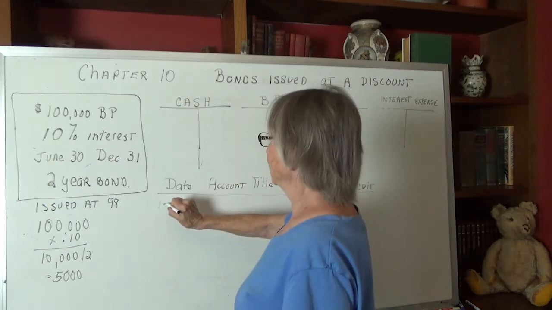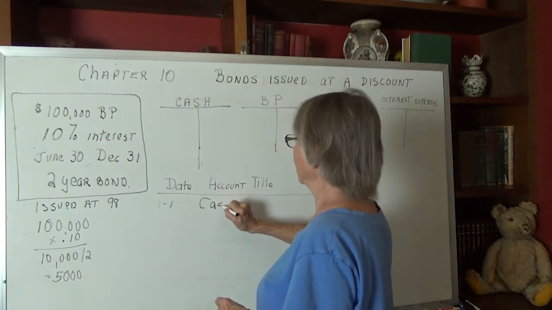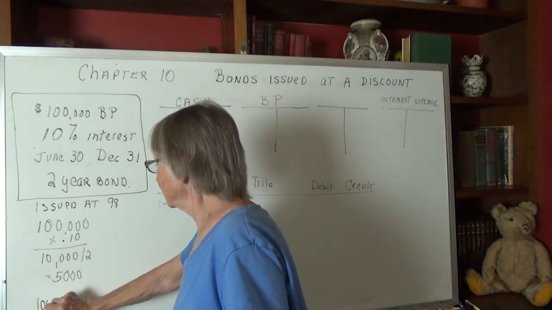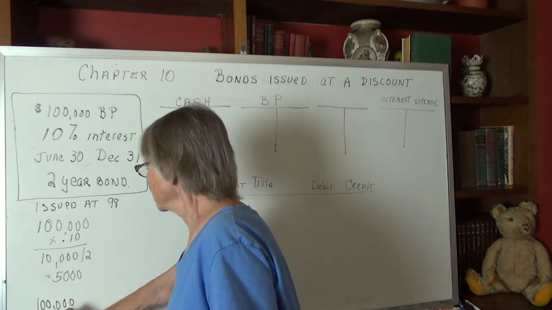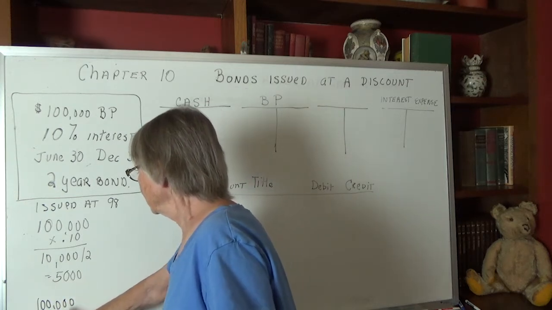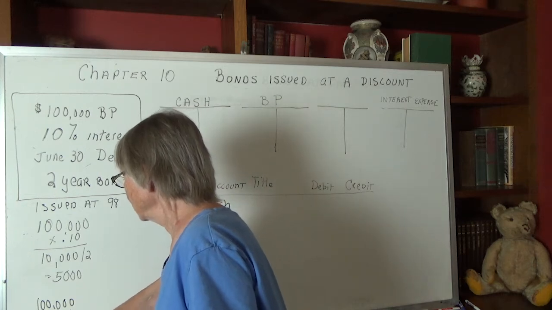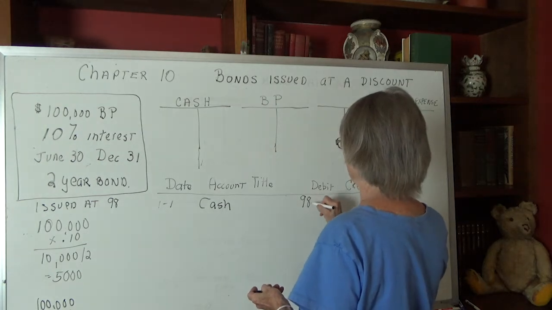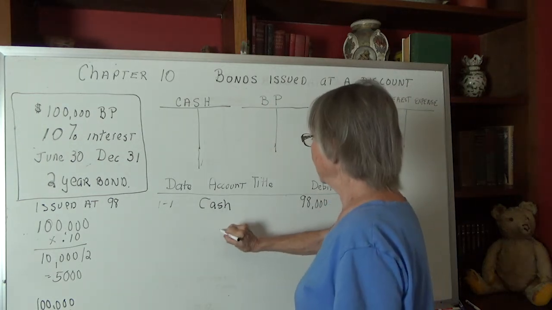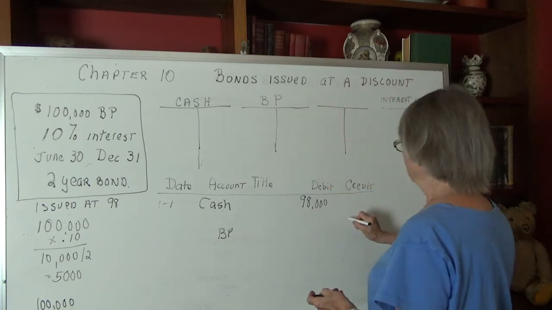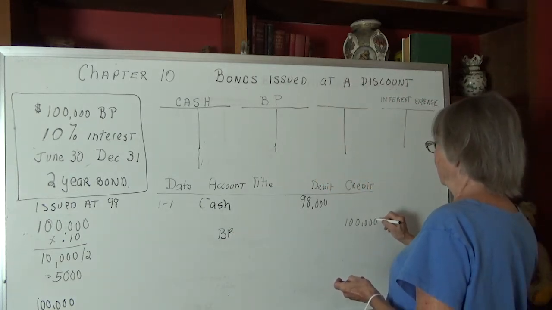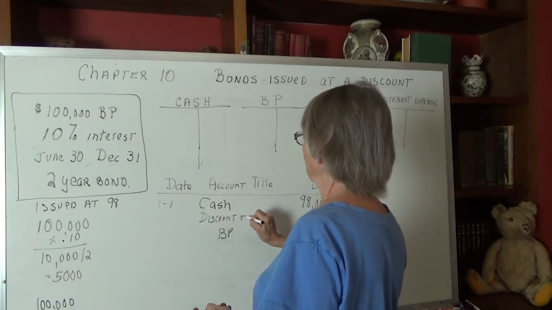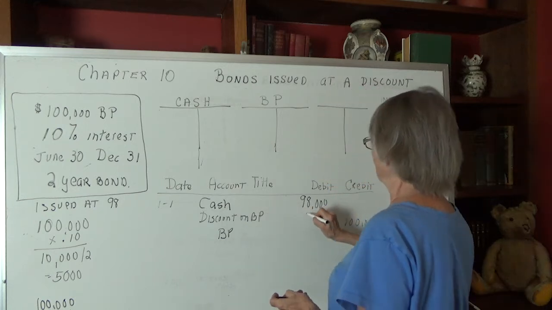So on 1/1, when we issue those bonds, we're going to debit cash. But how much cash are we going to get? Well, we're going to do the face value of the bond of 100,000 times 0.98, because they were issued at 98, which gives us $98,000. So we get cash of 98,000. We are going to have to pay back the bond, 100,000. So we can see that we have a discount on bonds payable of the difference, 2,000.